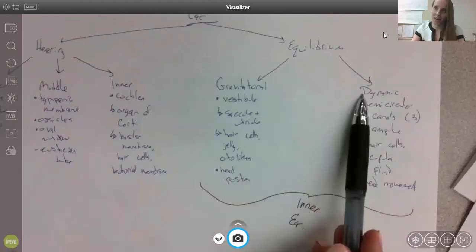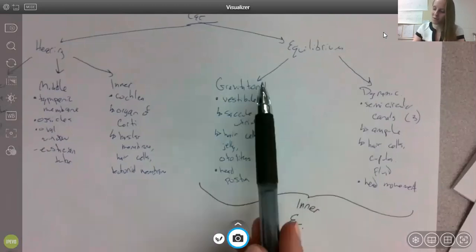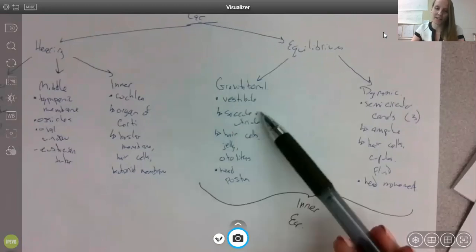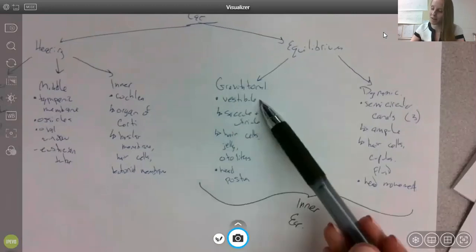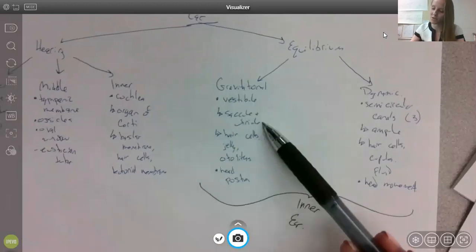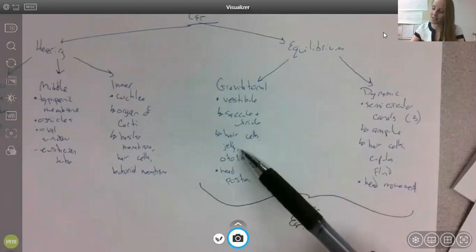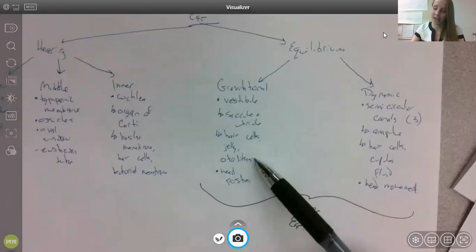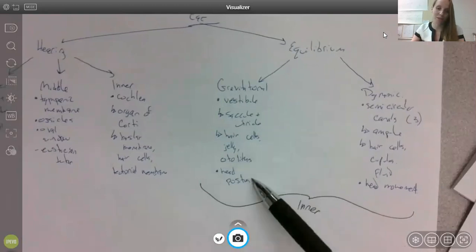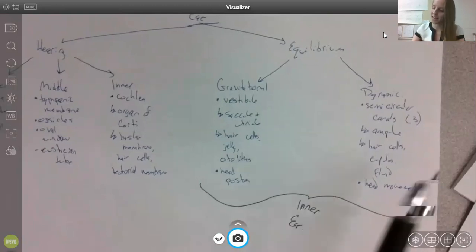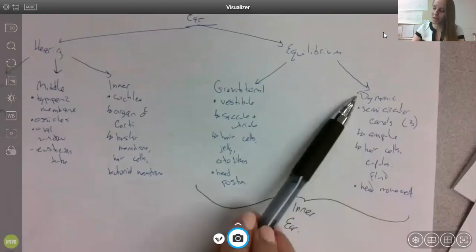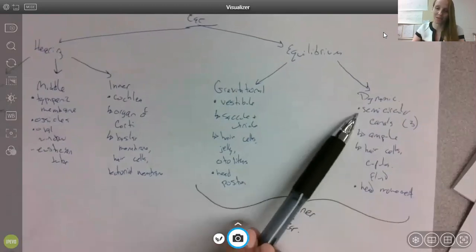And then with the equilibrium portion, we have either the gravitational, aka static equilibrium, or the dynamic, aka rotational equilibrium. The gravitational equilibrium is controlled by the vestibule. The vestibule is made up of the saccule and utricle. Inside of the saccule and utricle, we find the hair cells, the jelly, and the otoliths, and this all helps determine head position.